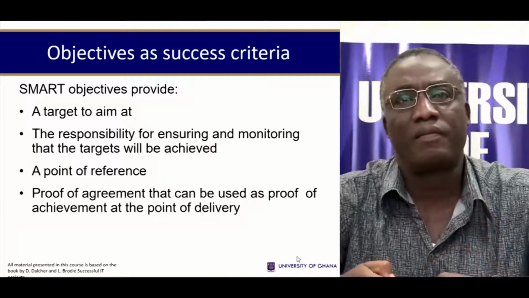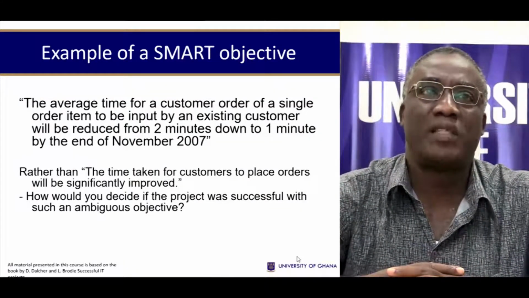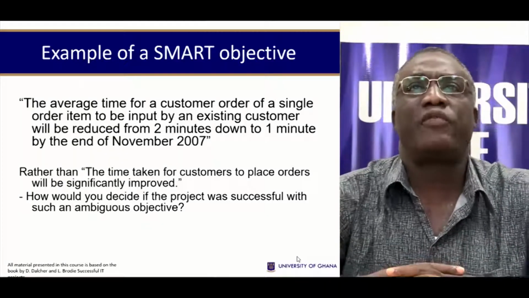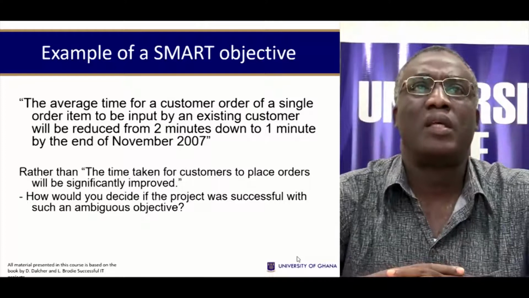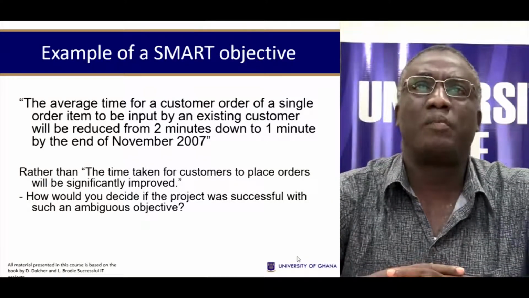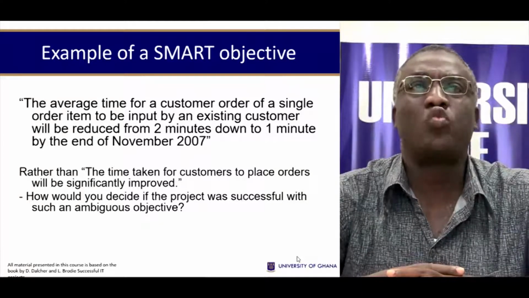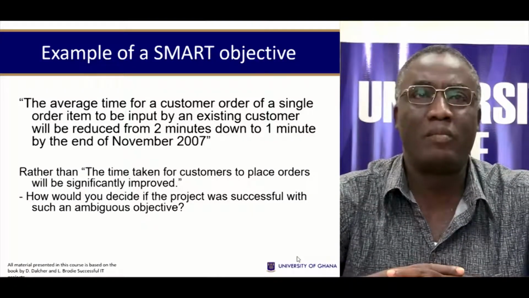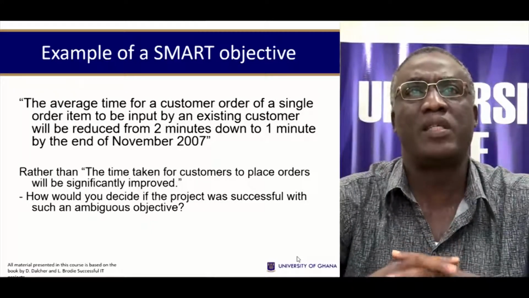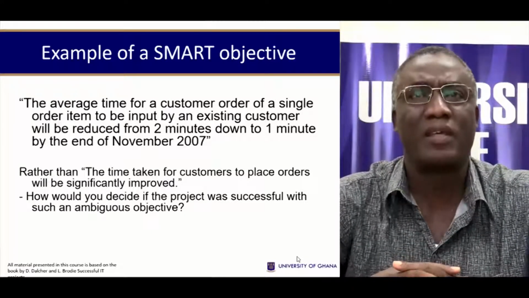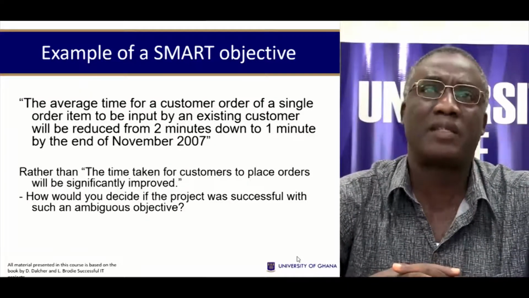You can say, look, this is what we said we'll do, and we have done it. As an example of a SMART objective: the average time for an existing customer to input an order for a single item will be reduced from 2 minutes down to 1 minute by the end of November. This is an example of a SMART objective. You can see that it's specific, it's time related, and it can be measured.